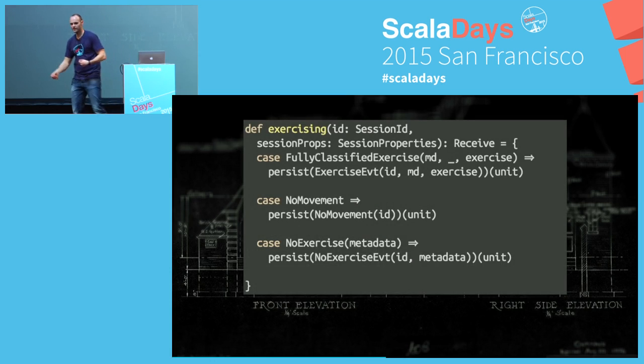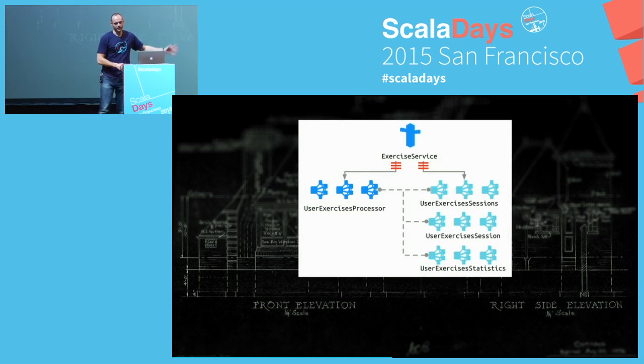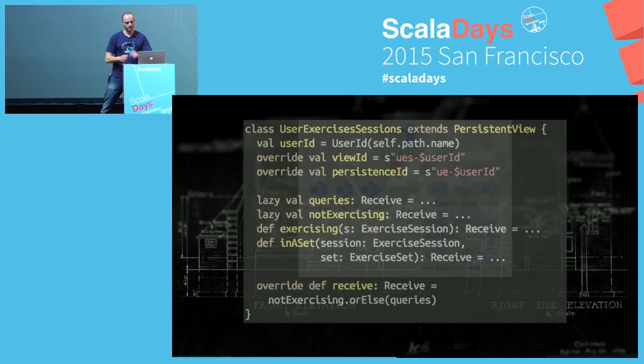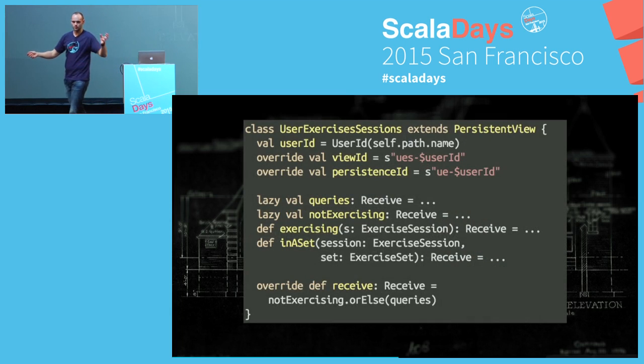Right, the exercise classifiers will now reply with either a fully classified exercise, or no movement, or no exercise. We persist the event. This is the same pattern repeated yet again. Now, the interesting thing is that we have 3 views. The user exercises sessions, the user exercises session and statistics. The sessions is all the sessions that the user has done. Session is the one that's currently in progress, and statistics is what's the typical behavior of a user? How often do they do such and such exercise? What's the usual intensity?